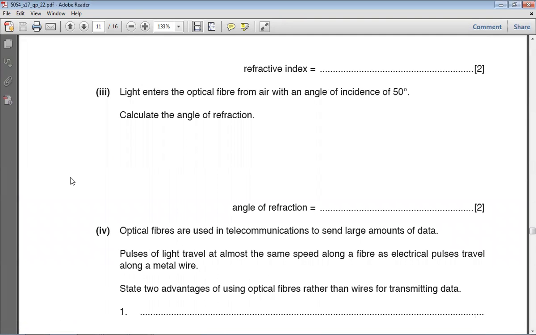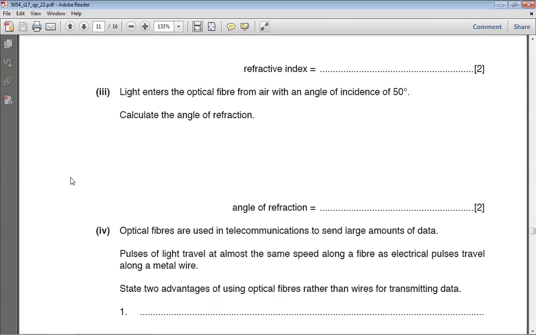Question number 9b, third part. Light enters the optical fiber from air with an angle of incidence of 50 degrees. Calculate the angle of refraction. Now we know the refractive index and we know the angle of incidence, and we want to find out the angle of refraction. You know, n is equal to sine i divided by sine r.